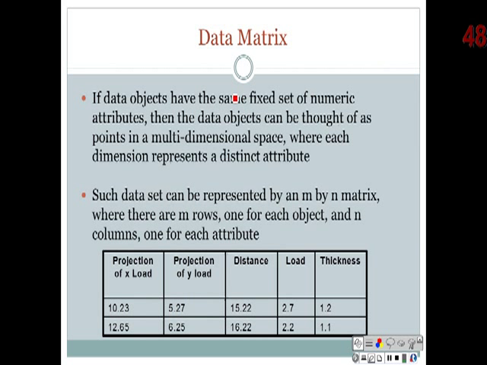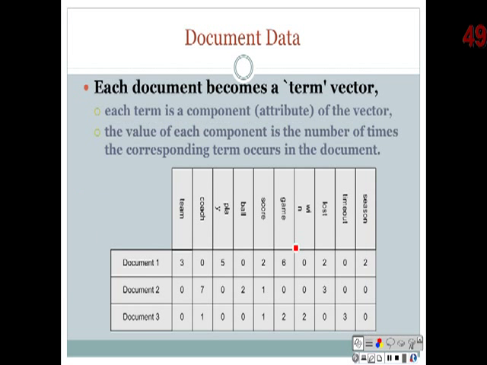Data matrix: in this case we can define the data as rows, and here, for example, we have the X and the Y, the distance, the load, and the thickness, and this is another type of looking at the data. Here's the document data that I mentioned before. We are looking at the terms. So in document 1, for example, the term team appeared 3 times. In document 2, 0. In document 3, 0. The coach appeared in document 2 7 times, in document 3 1 time, etc.